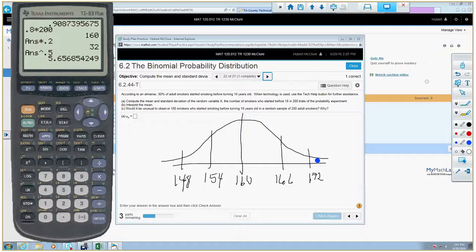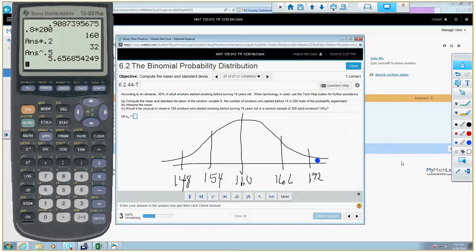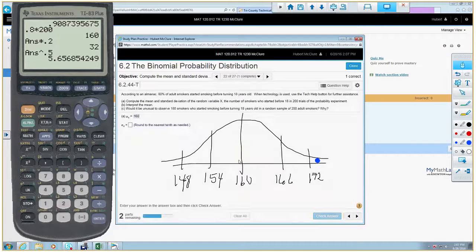Now our mean here is what? 180 or 160? What did it come out to be? 160. Well done, Hubert. The standard deviation is 5.7, isn't it? Look there. It's a miracle.